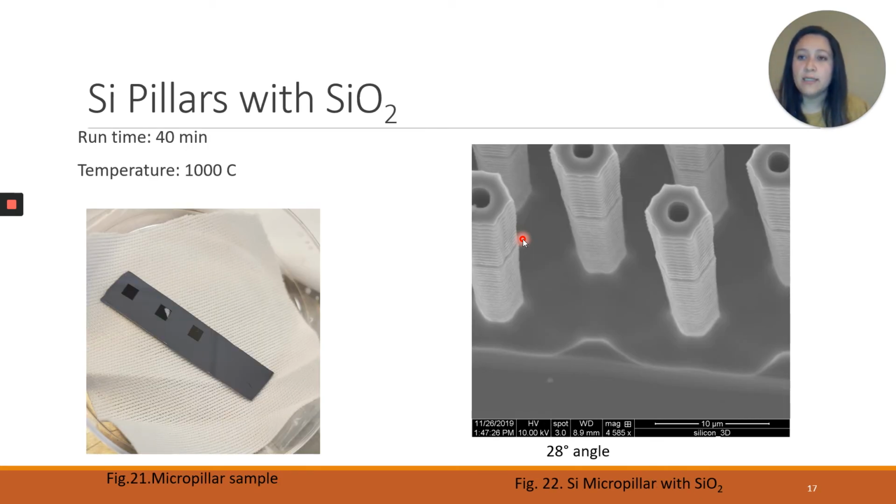I was able to run the thermal oxidation process once on the silicon micropillars at 40 minutes. You can see that white area there is the silicon dioxide layer. The next step would be to remove the silicon dioxide layer using HF, then run this process over and over again, and look at those electrical and optical properties. This can be done using photoluminescence.